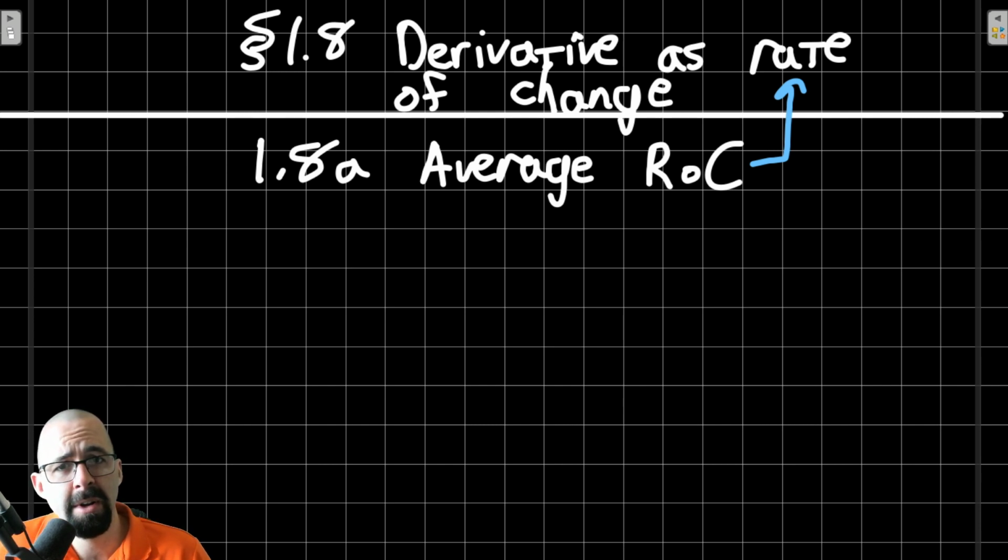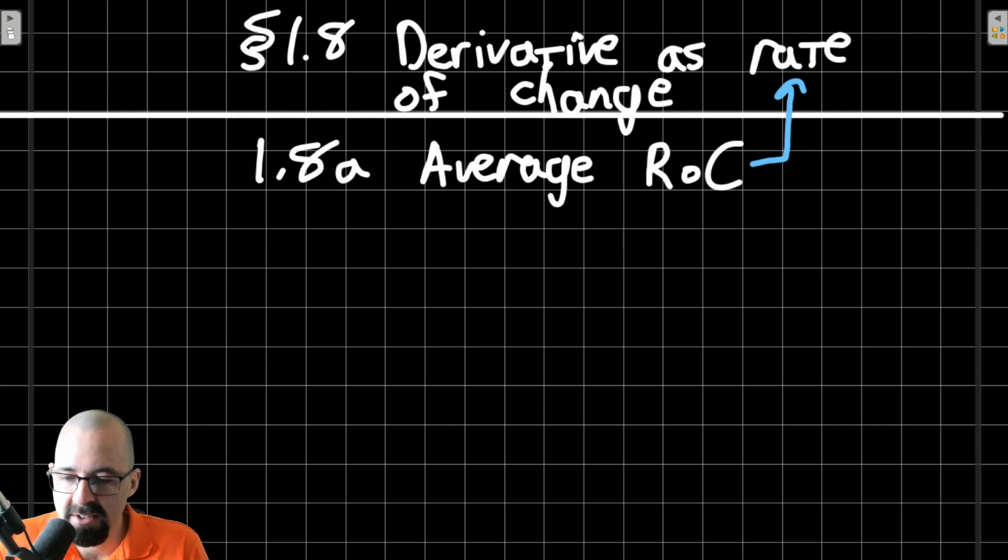Welcome to section 1.8, where we will talk about the derivative as a rate of change. So the most important thing to start this off is I love abbreviations, okay? So I'm going to abbreviate rate of change as ROC very, very frequently. So have that noted in your notes.